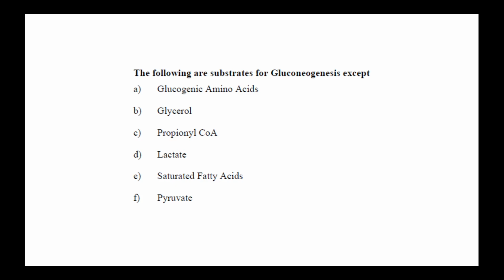Following are the substrates for gluconeogenesis except: option A, glucogenic amino acids; option B, glycerol; option C, propionyl coenzyme A; option D, lactate; option E, saturated fatty acids; and option F, pyruvate. Following are the substrates of gluconeogenesis except glucogenic amino acids, glycerol, propionyl coenzyme A, lactate, saturated fatty acids, and pyruvate.